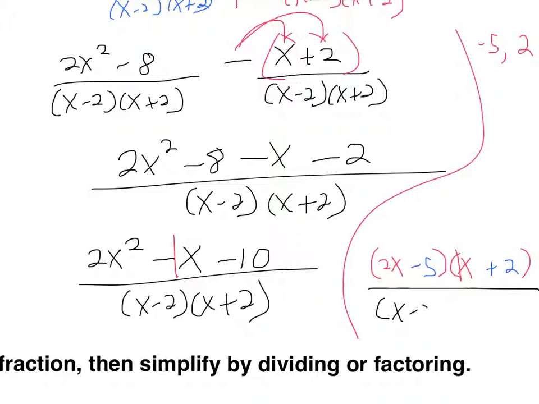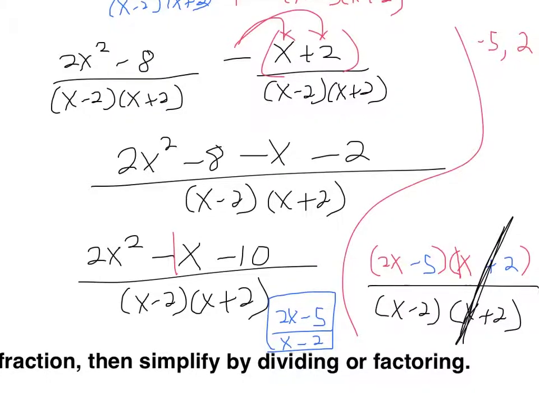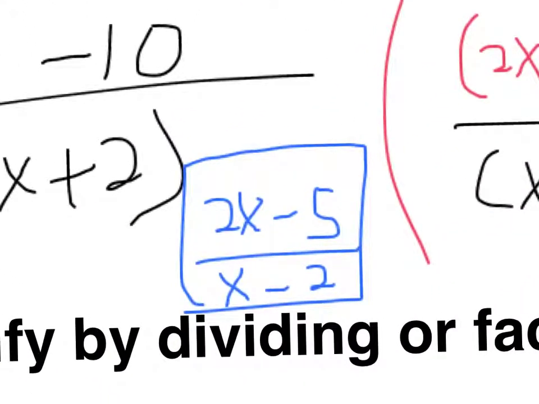So, if you can factor it, you should factor it. We've seen a lot of those on this review. And now look what we can do. We can cancel those. And so our final answer is going to be 2x minus 5 over x minus 2. That is all that remains. So that is our final answer.